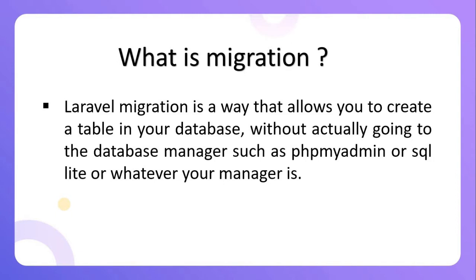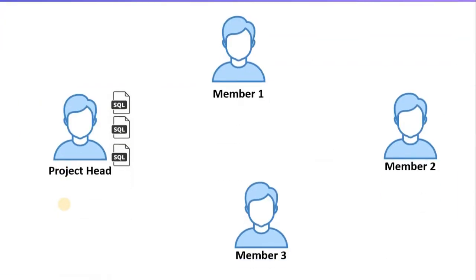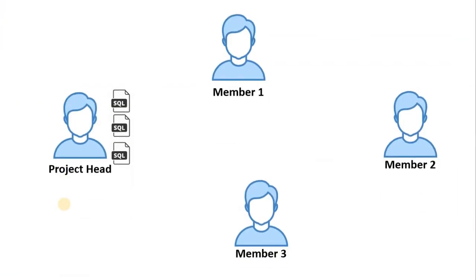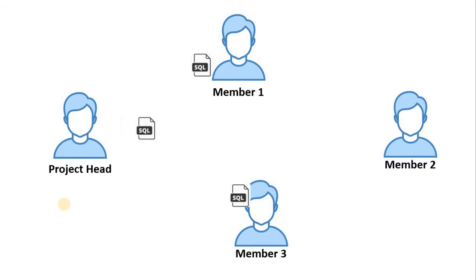Laravel migration is a way that allows you to create a table in your database without actually going to a database manager such as phpMyAdmin or SQLite. For example, if you want to change the structure of your database, what will you do? You will pass an SQL file from one member to another. It will create a hurdle for your team.